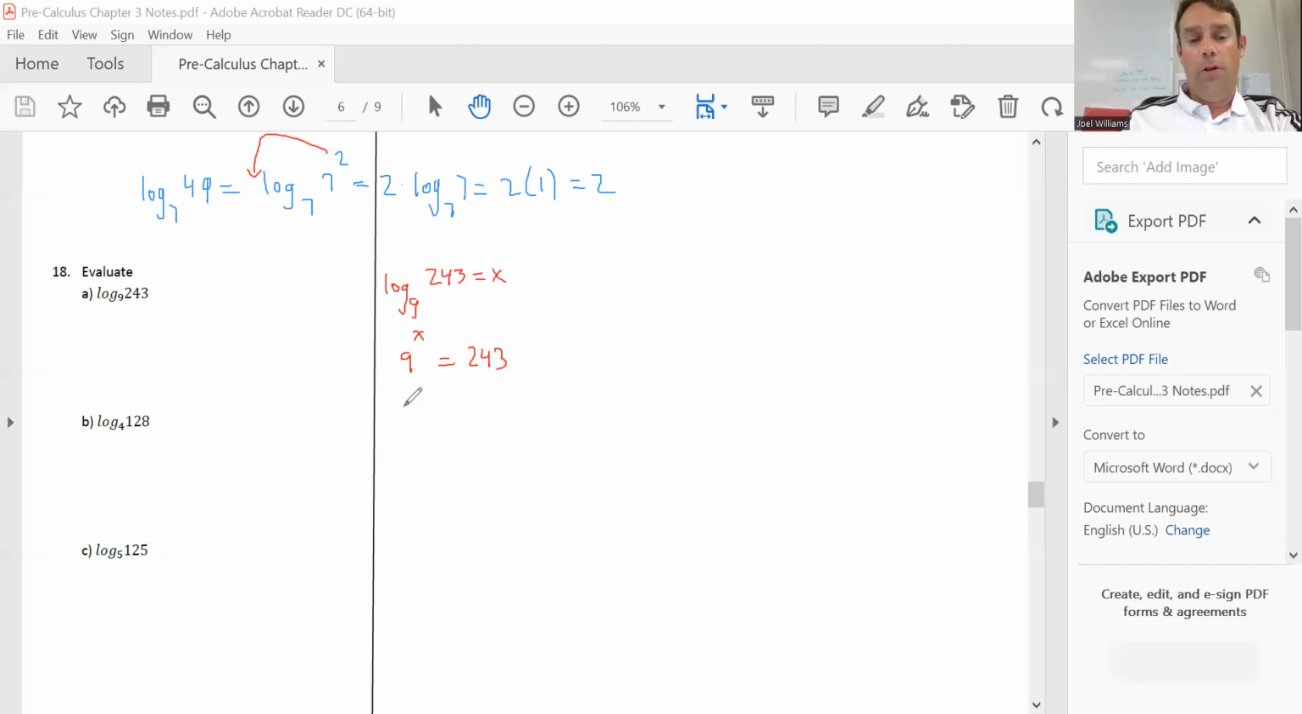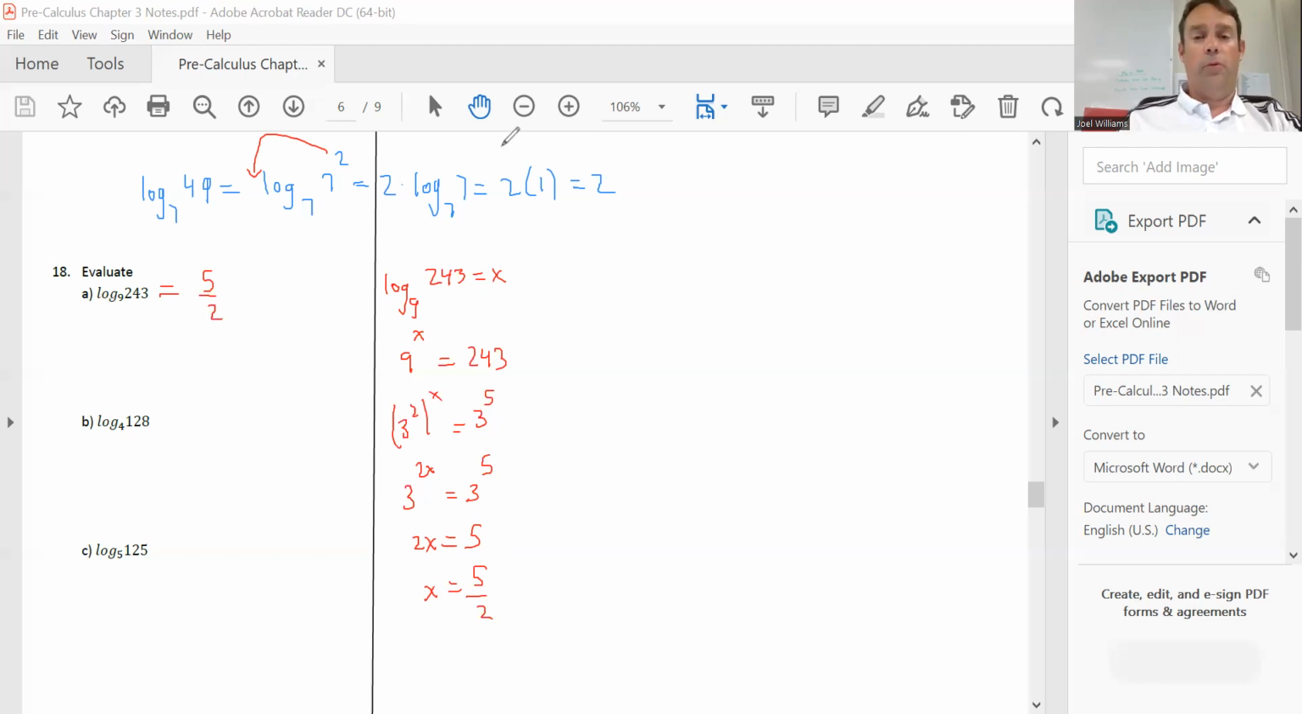So 9 and 243 are numbers that can both be written with a base of 3. So I can go ahead and change that up here. 9 is 3 squared. 243 is 3 to the 5th. So that means this is 3 to the 2x equals 3 to the 5th. So 2x equals 5, and friends, that means x is 5/2. So that's equal to 5/2.